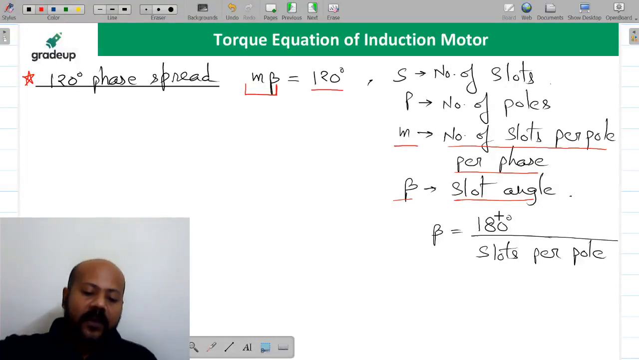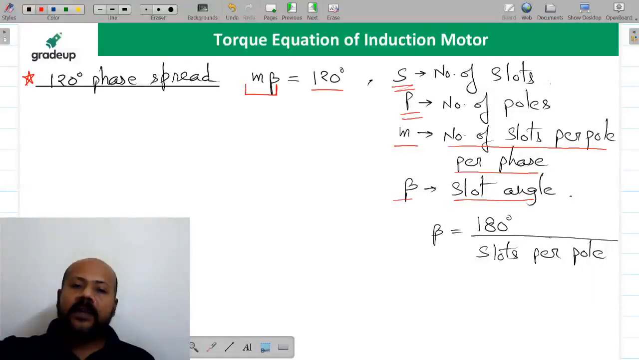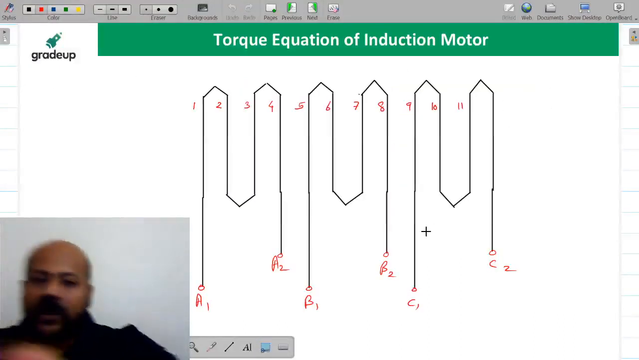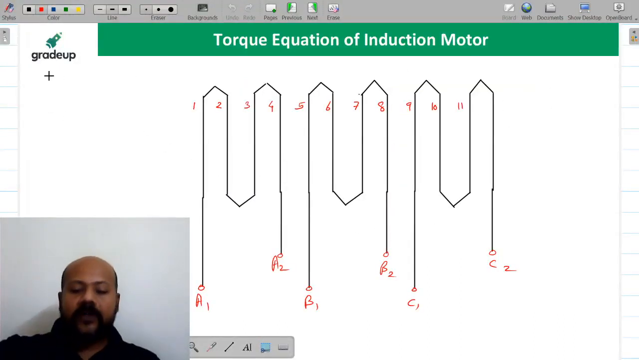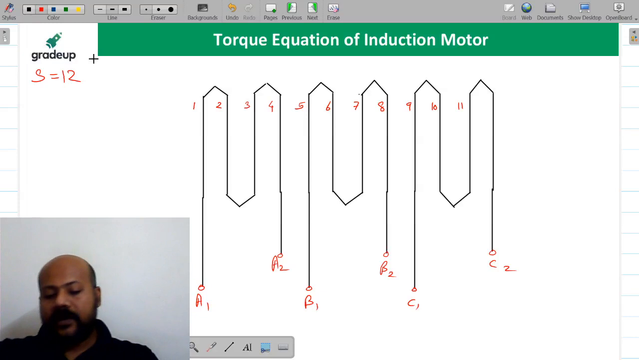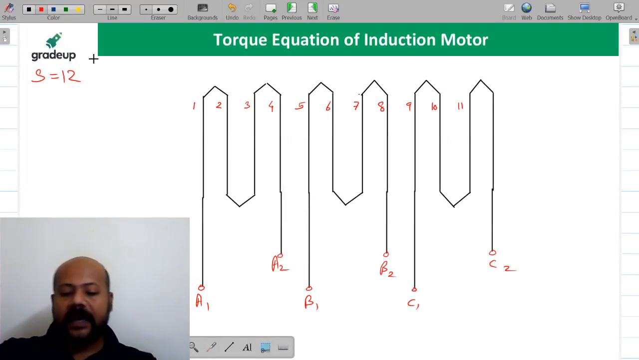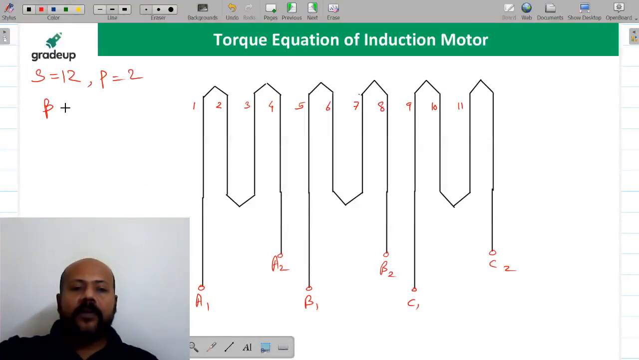So all these formulas, I hope you are aware of. S is the number of slots and P is the number of poles. I hope it is clear. Now I am going to take a case so that you understand how it works. Suppose you have the number of slots as 12, and suppose the number of poles is 2. So can you tell me what your beta is going to be?